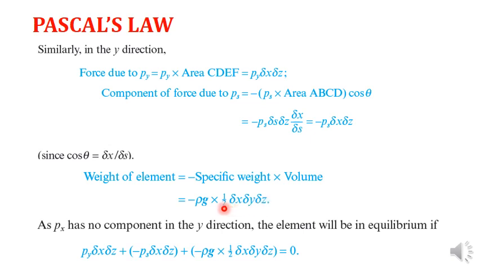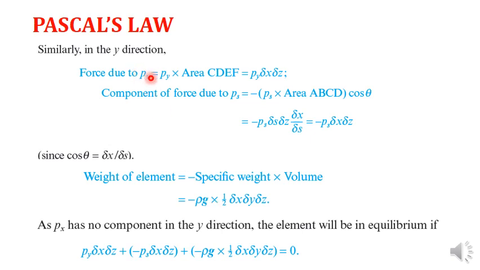So if this is the case, the total volume can be calculated, and rho g is simply the specific weight of this fluid element, the differential element. As Px has no component in the y direction, in the y direction we can consider three forces to develop the equilibrium conditions for this particular element.